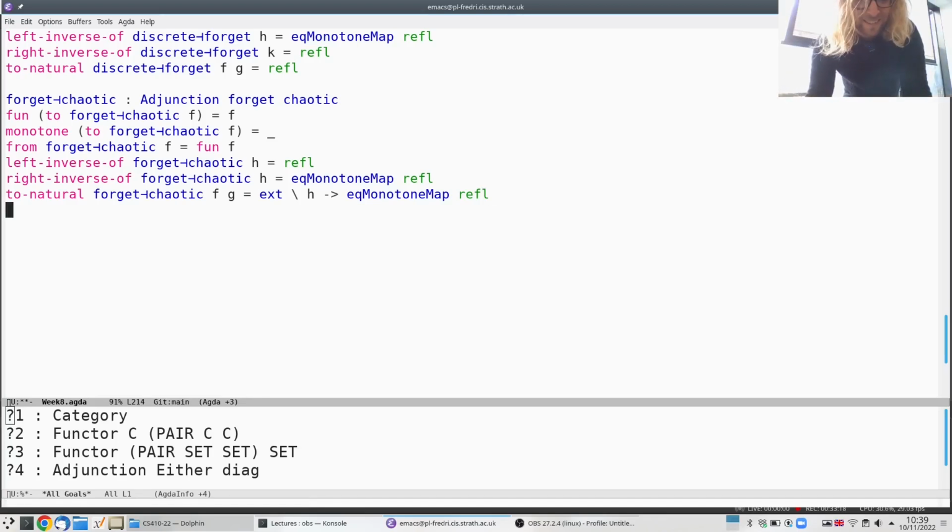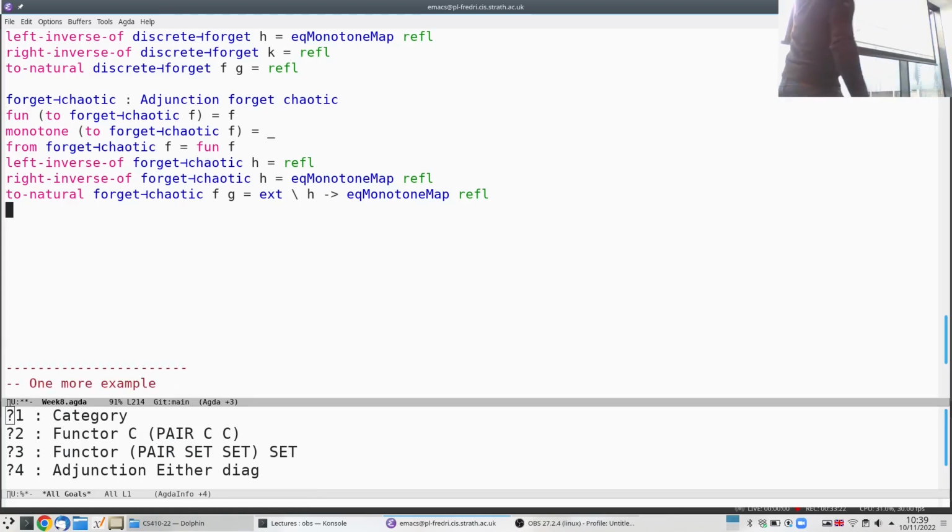Right. So you could say, okay, there's not much happening here, right? I mean, it's just refl. What's the big deal? But I think one thing that's worth philosophizing about is the fact that forget is very, very simple, right? It's the most simple thing you could imagine. It's just throwing away some things. But it suggests to us to consider this chaotic pre-order as an interesting thing, right?